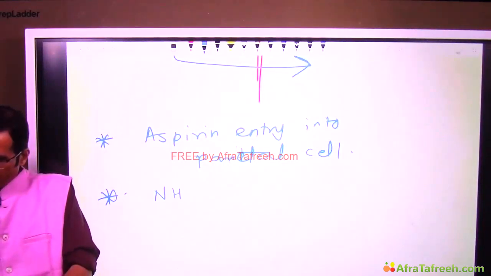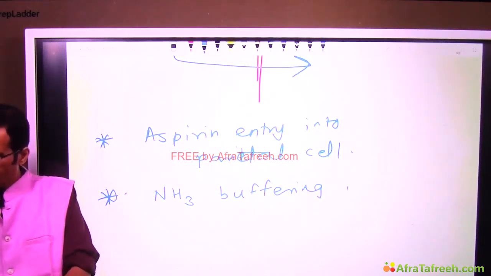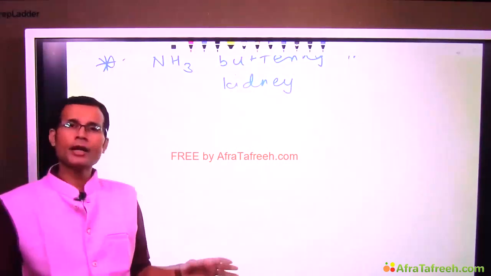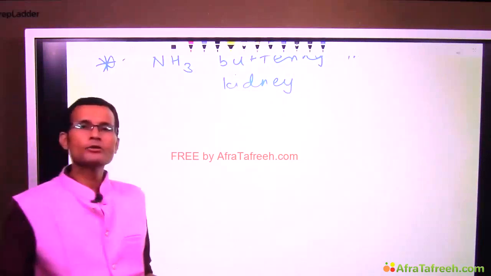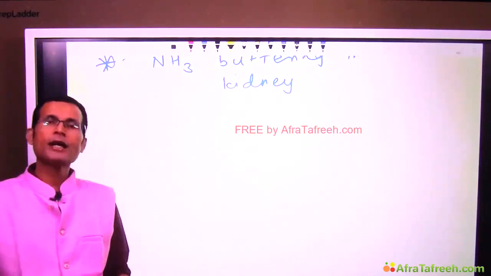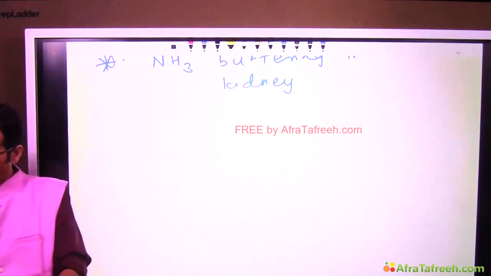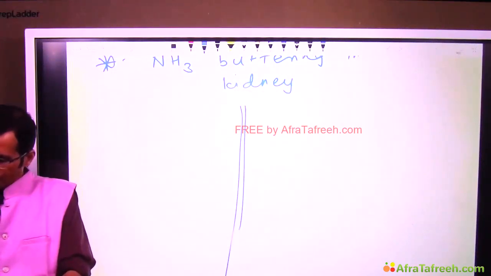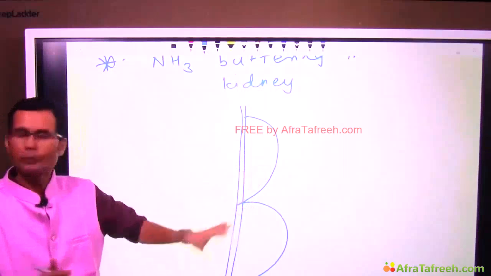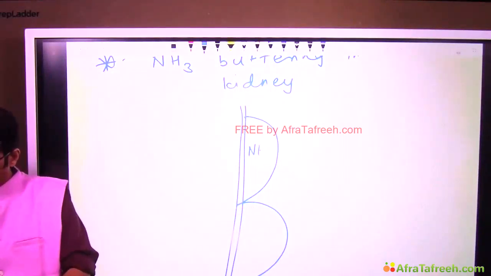Second, ammonia and its buffering in the collecting duct in the kidney. Remember, ammonia is the buffer for chronic respiratory acidosis. Respiratory acidosis and alkalosis will be compensated by the kidneys. You must be aware of that, or we will discuss it later. Now look at the ammonia. One molecule of glutamine produces two ammonia molecules. So this is a cell which is producing this ammonia. Cell in the collecting duct.